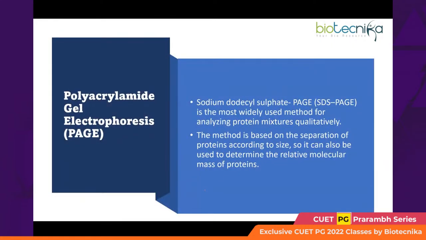Now moving on to the next type of electrophoresis, that is polyacrylamide gel electrophoresis, that is PAGE. This PAGE is also often referred to as SDS PAGE because we often use it for separation of protein. And when we are using it for separation of protein, we always combine SDS with it. SDS stands for sodium dodecyl sulfate, which is a detergent. SDS PAGE is the most widely used method for analyzing the protein mixture quantitatively, and it is based on the separation of protein according to size.